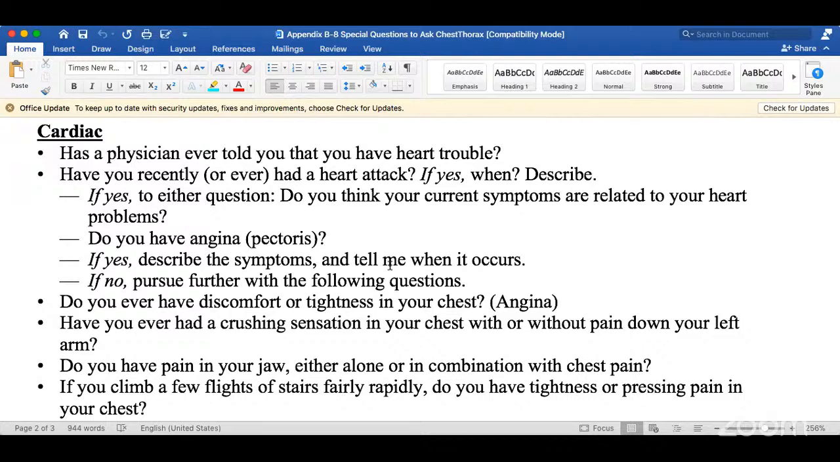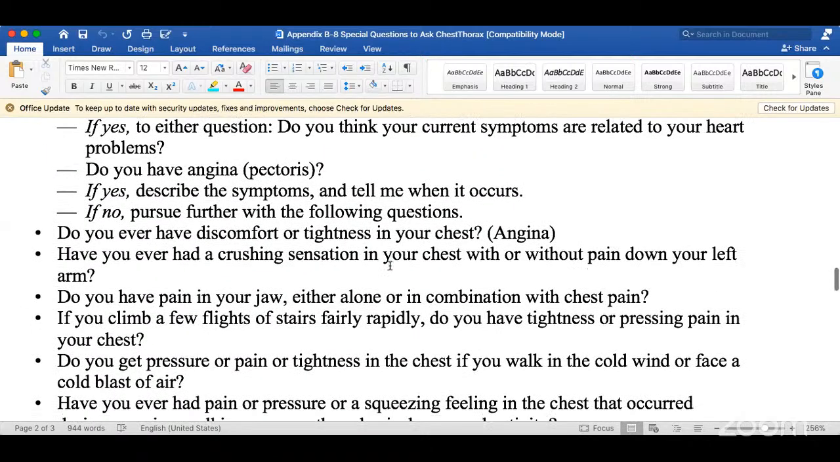Do you ever have discomfort or tightness in your chest? So you don't just ask the patient, do you have angina? Especially in our environment, people would not know whether this pain in the chest is angina. But the question that will help to know if this is a suspicion of angina is, do you ever have discomfort or tightness in your chest? Have you ever had a crushing sensation in your chest with or without pain down your left arm? Do you have pain in your jaw?